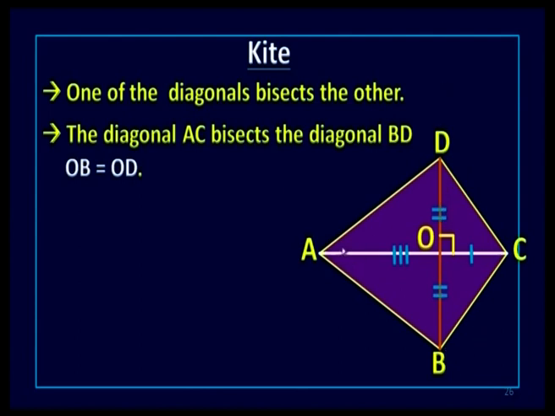So from this what we can understand, children? In a kite, one of the diagonals bisects the other. So here AC is bisecting BD. How can you say that it is bisecting? See here, OB is equal to OD, means AC is dividing BD into two parts at O.